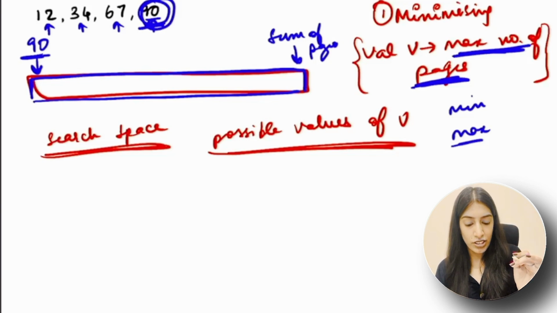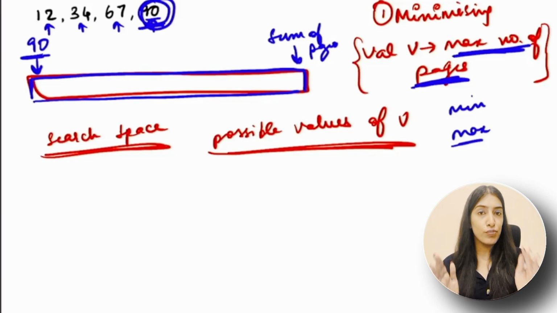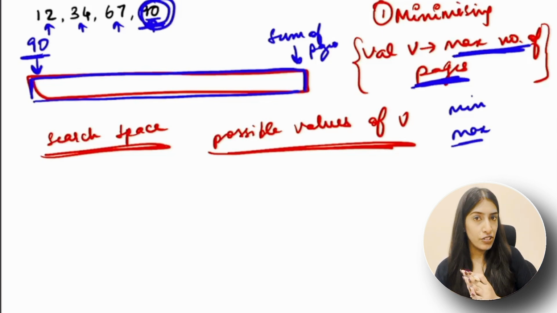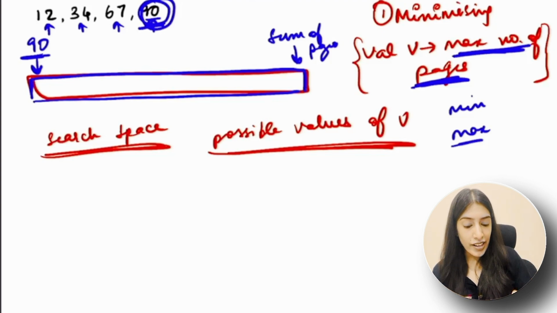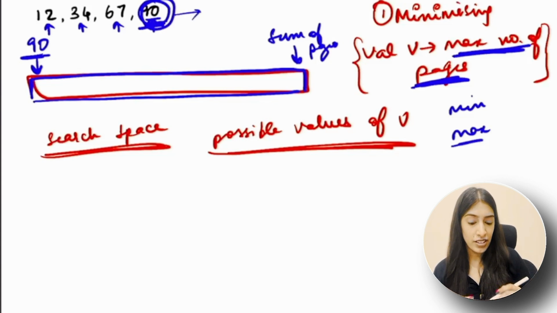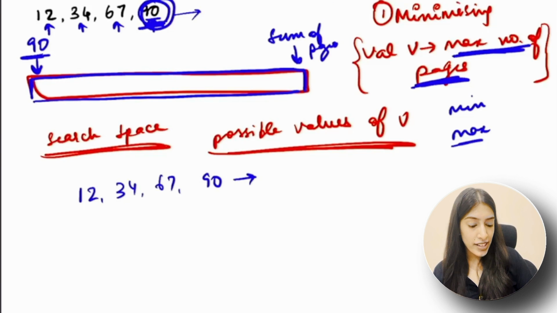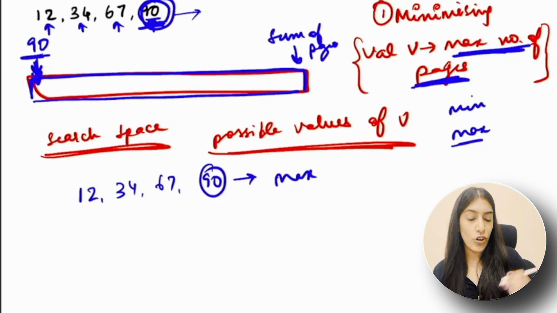Let me say it again if it's not clear. See, there are 4 books given to us, 12, 34, 67, 90 are the number of pages. Now we will try to make sure that we give each book to one student. That is the best possible case to minimize this value. Now in that case also, at least one student will get this book which has 90 pages, right? So in that case also, say one student gets 12, 34, 67, 90 like this. What is the maximum number of pages that a student has gotten? That is 90. So at least this value will always be there.